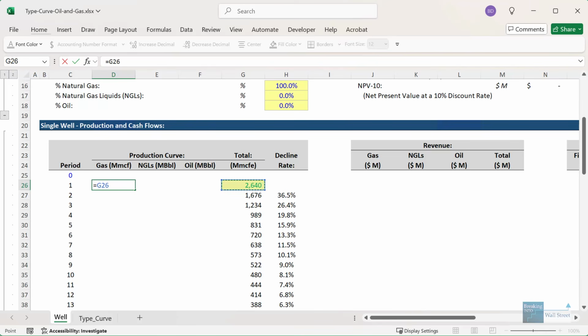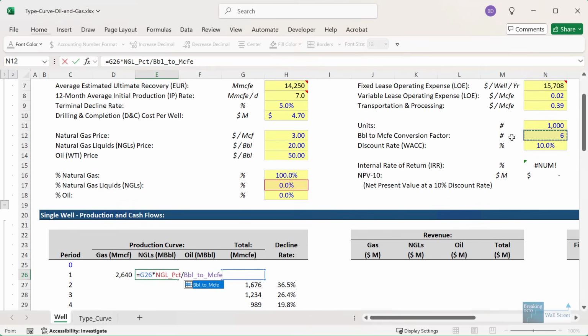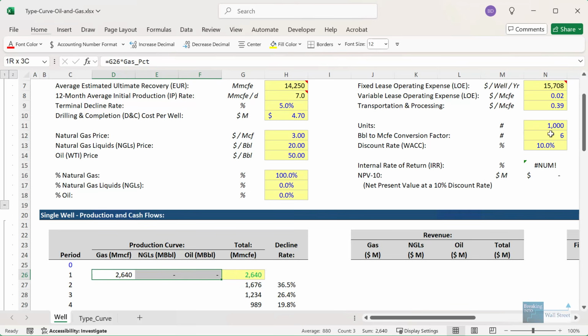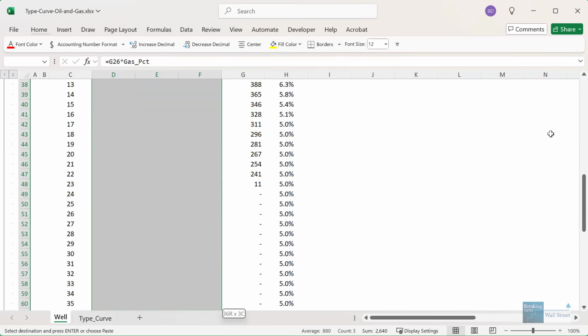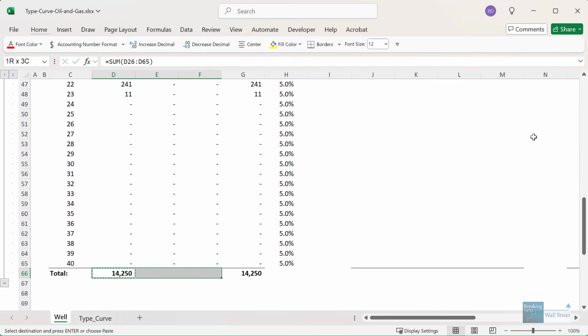So let's take the production here and multiply by our gas percentage, which is 100%. And then for the natural gas liquids, we'll take this and multiply by the natural gas liquid percentage. We also need to convert here because we are dealing with million cubic feet equivalent, but we're trying to get to thousands of barrels. So we can divide by the conversion factor of 6. This is based on the energy content in oil versus natural gas liquids. Then we'll take this one and multiply by the oil percentage, and again, divide by that conversion factor of 6. And then we can copy this down. We have that, and let's do a summation for all of these.